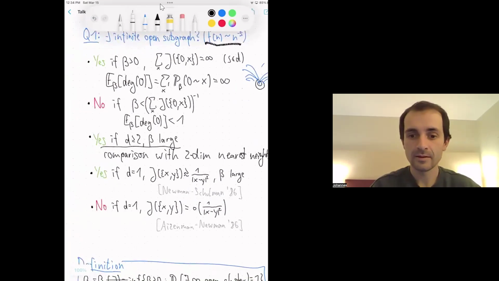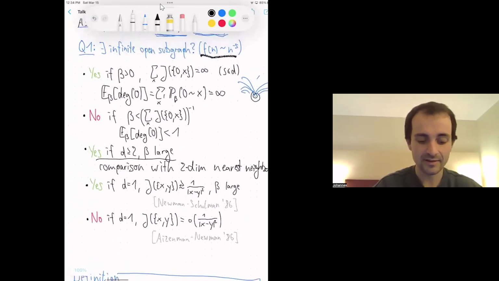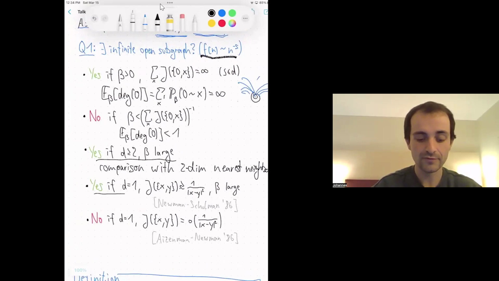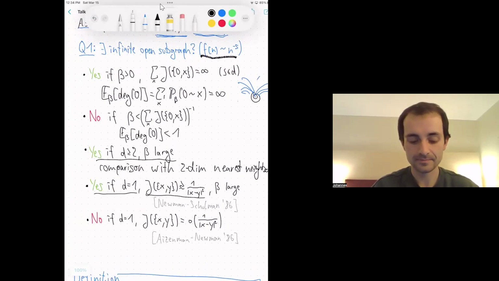And the last item is, yes, there's also an infinite open cluster if the dimension is 1 and J grows at least quadratically and beta is large. This result is due to Newman and Schulman. This result is also optimal in the following sense.